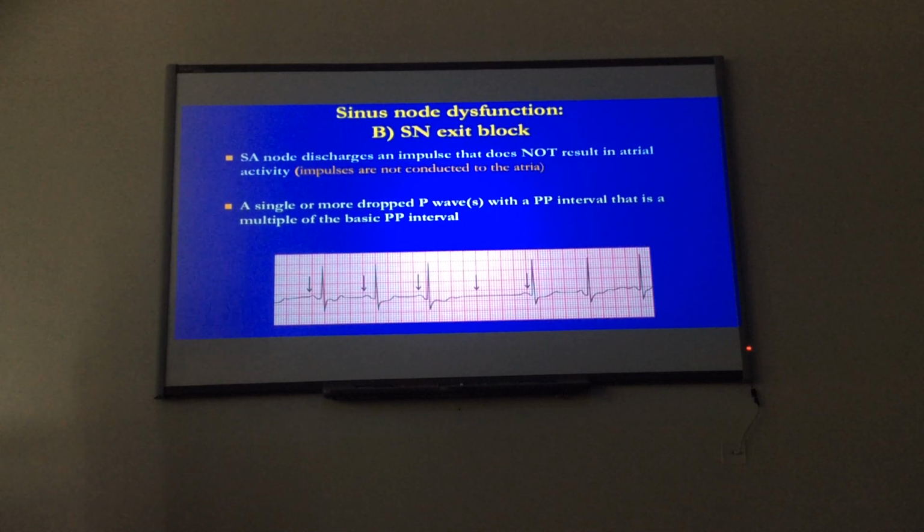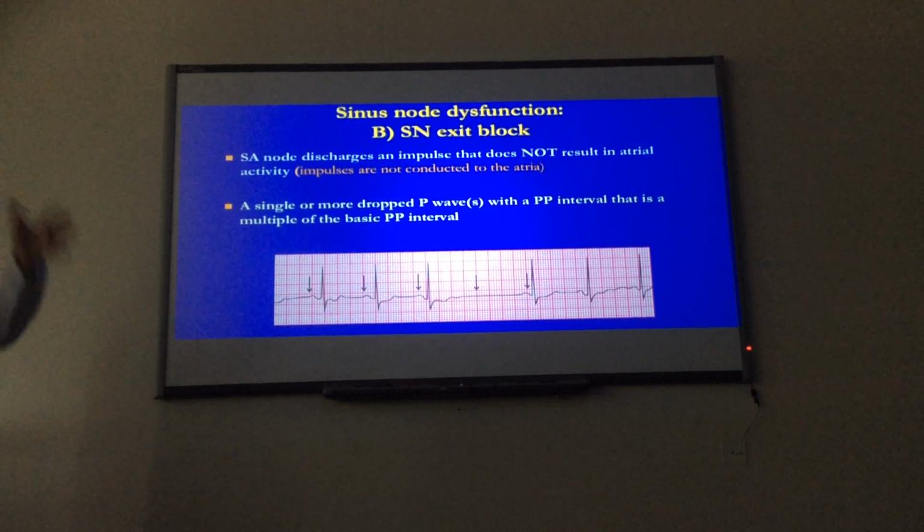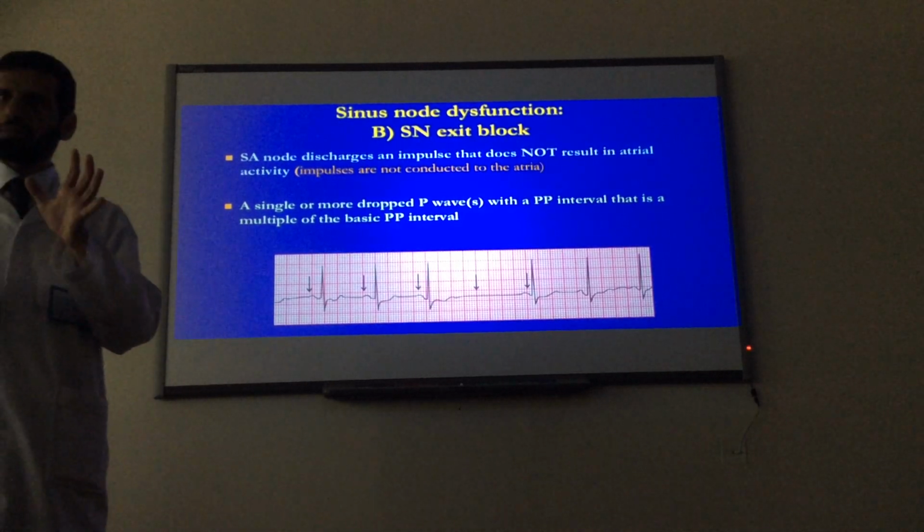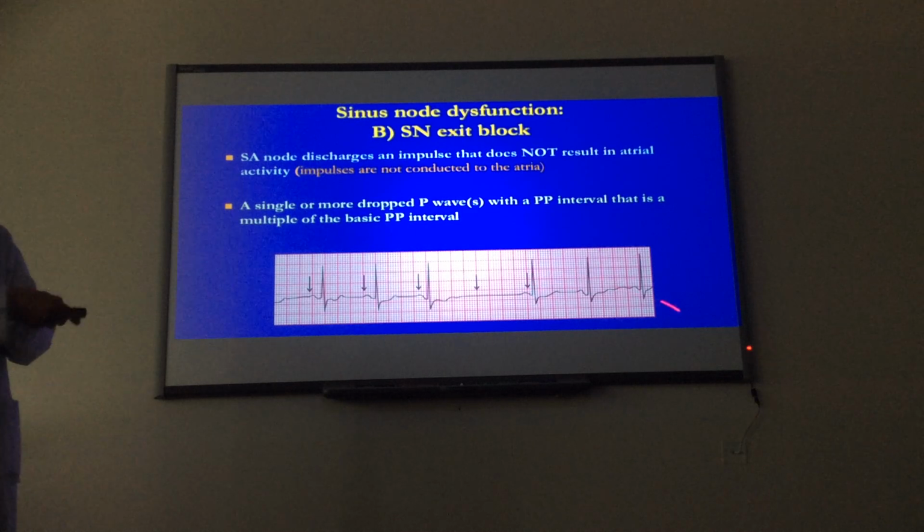So what it tells me is the sinus node is firing at the same rate. So this is more exit block. This is the exit block because it comes on time. The beat after the pause is coming on time.